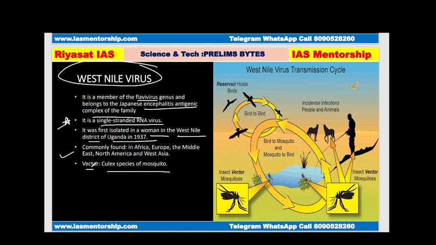Vector means vectors are those intermediaries that transfer diseases from one place to another. Like mosquito is a vector. Clear? So you can see here, this is the transmission cycle of West Nile virus. How the cycle is basically going on, from bird to bird, from bird to mosquito and mosquito to bird. Everything is getting infected. Clear? Okay.